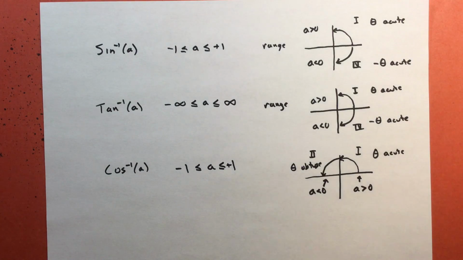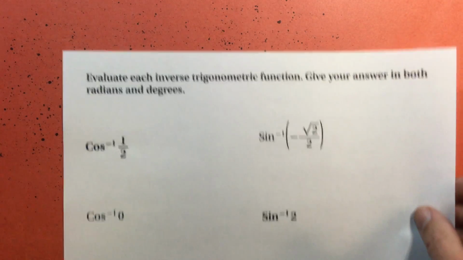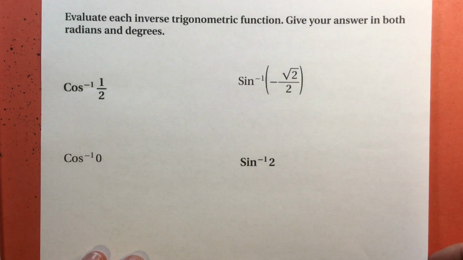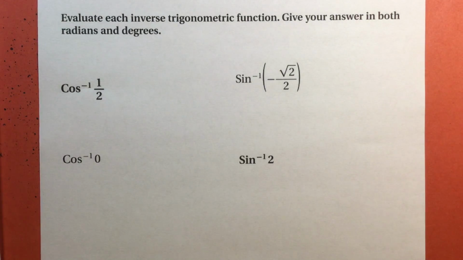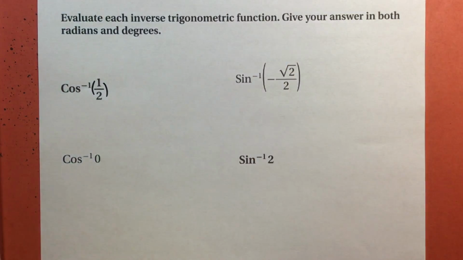All right, so let me just quick do a couple of examples. I know this video is getting a little bit longer than I wanted it to be. So we'll just do a couple of quick examples, and I'll use my unit circle here. All right. And the direction is going to say give it in both radians and degrees, so that's not a problem. All right, so I want cosine inverse of positive 1/2.